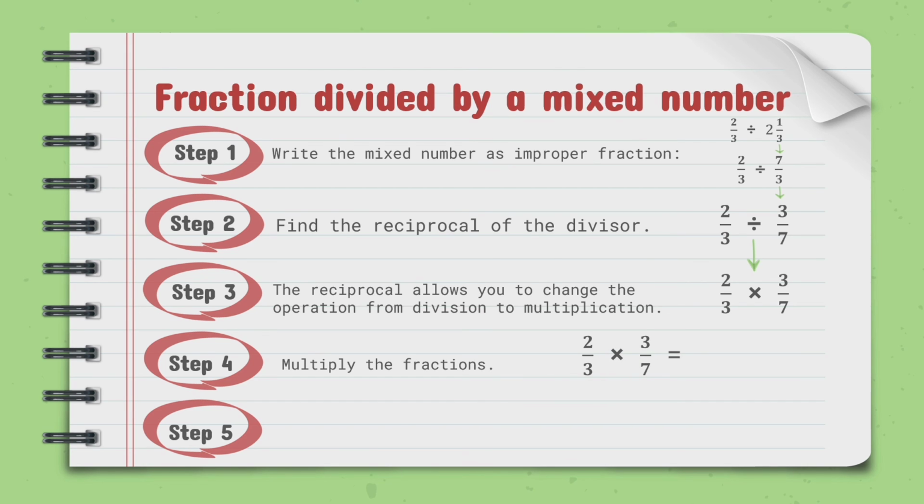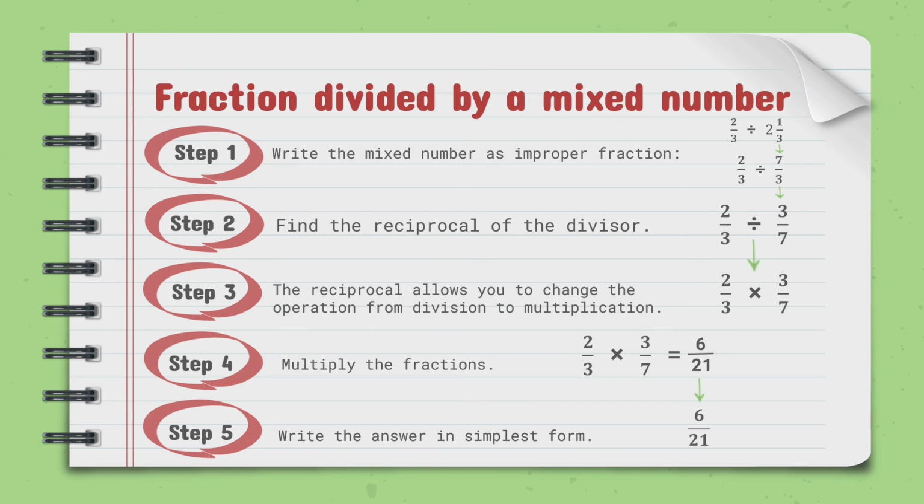Now step 4, multiply the fractions. 2 times 3, 6. 3 times 7, 21. Actually, you can just cancel this. So step 5, write the answer in simplest form. So we have 6 over 21, right? This time we cannot simply divide because the numerator is smaller than the denominator.